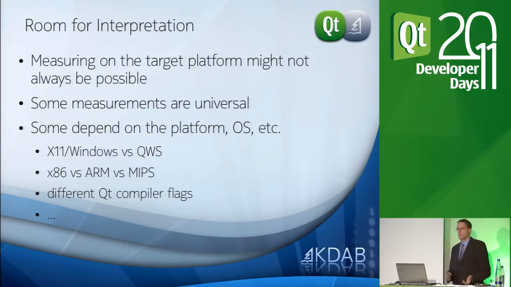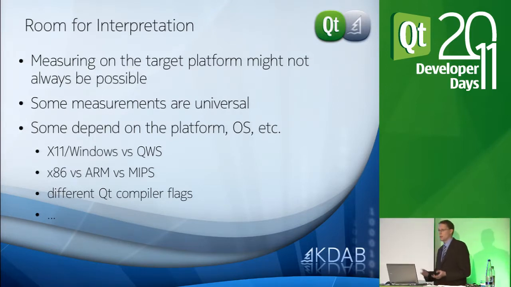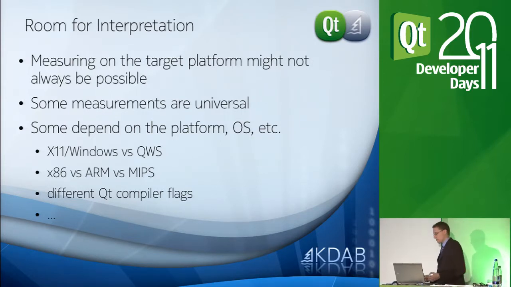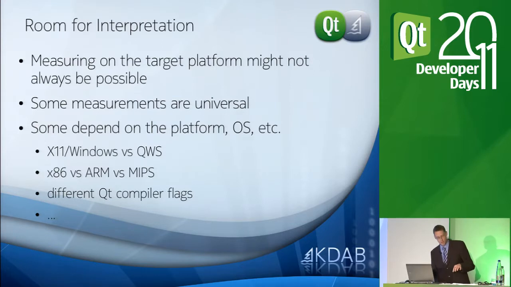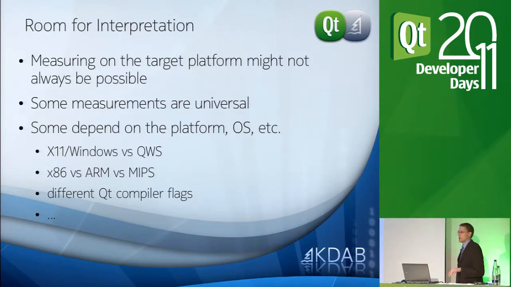On an embedded system, you might have QWS. On your workstation, you might have X11 or Windows. So if you have any painting-related issues, that might behave completely differently. Same for floating point operation. Another common thing, especially with embedded, is very different compiler flags.